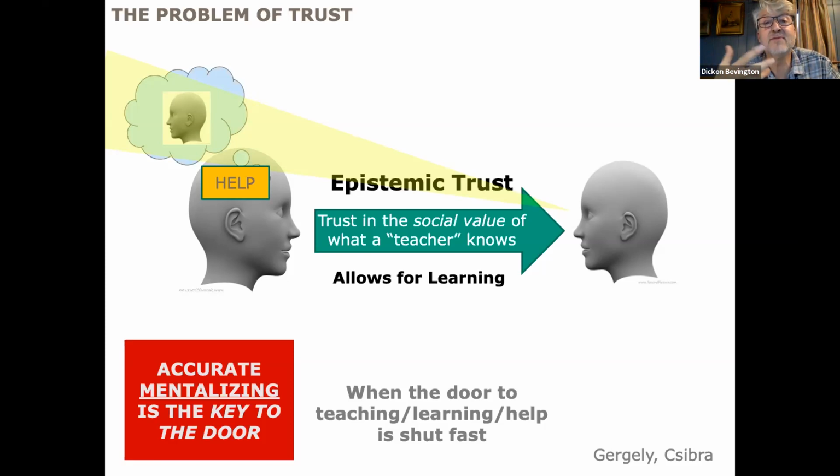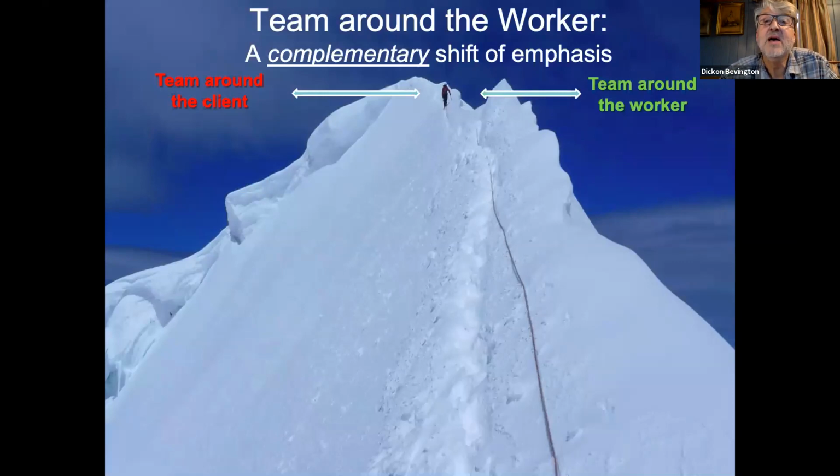And I suppose one of the things about mentalizing theory is that it tends to make things that are often used implicitly, just out of sight, explicit, and it helps us to practice them in a more purposeful way. So accurate mentalizing is the key to the door to learning, to open somebody's mind, to get their attention. And at that, I think I'm pretty much out of time.